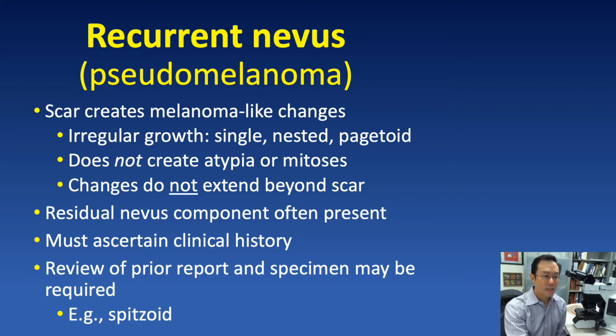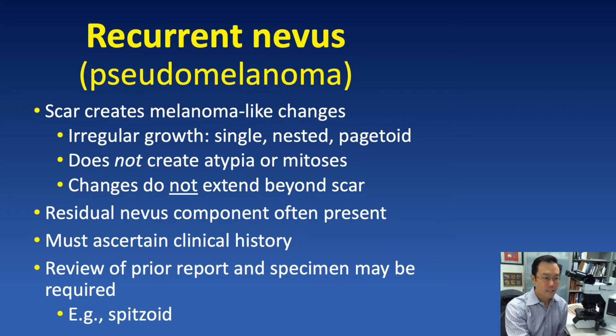So the scar can create melanoma-like changes, particularly irregular growth. So areas of single-cell predominance, very irregular nesting, even pagetoid upward scatter. One should be cautious about attributing atypia or mitotic activity to the scar, and most importantly, the pseudomelanomatous changes do not extend beyond the zone of scar.